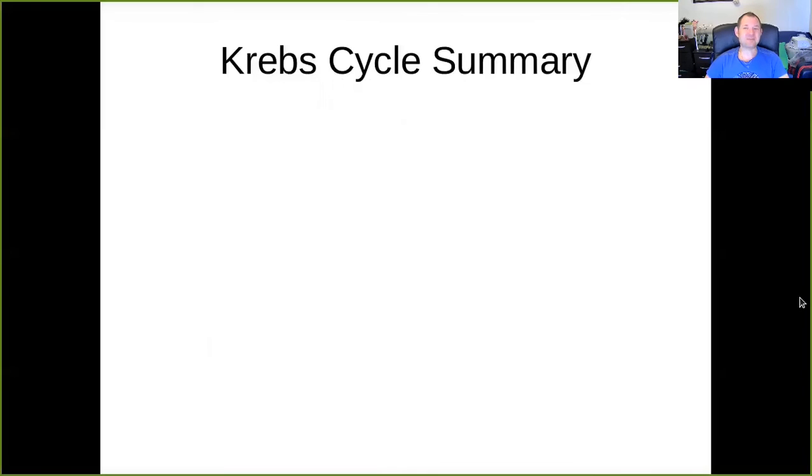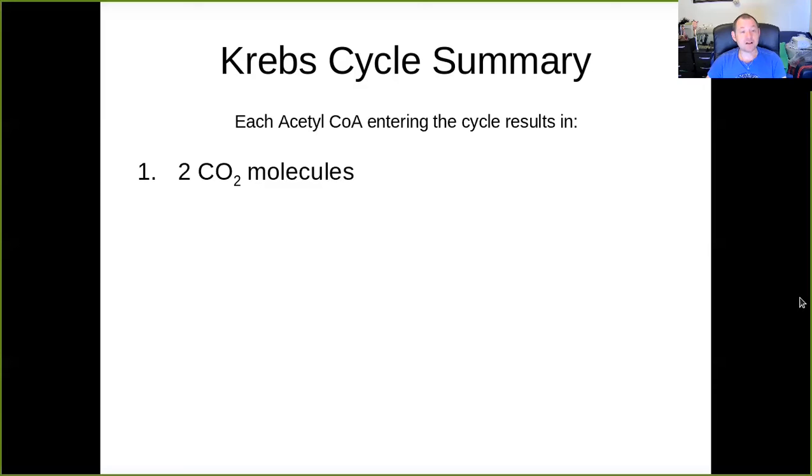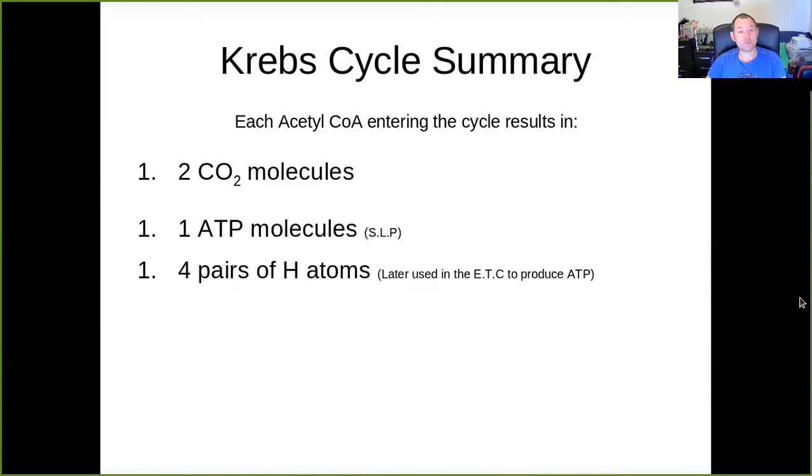Moving on. Krebs, honestly, I promise, it does stick when you say it a few times. And look at the Krebs cycle while you're doing it. So, Krebs cycle summary. Each acetyl coenzyme A entering the cycle results in 2 carbon dioxide molecules, 1 ATP molecule, 4 pairs of hydrogen atoms, later used in the electron transport chain to produce ATP.